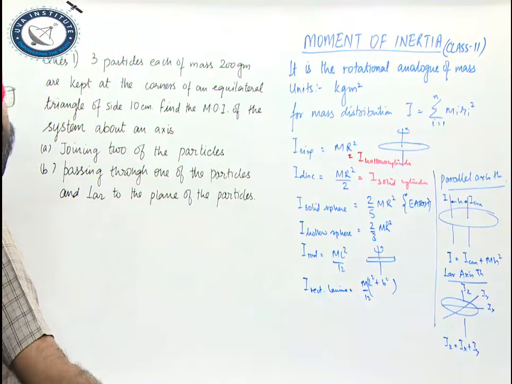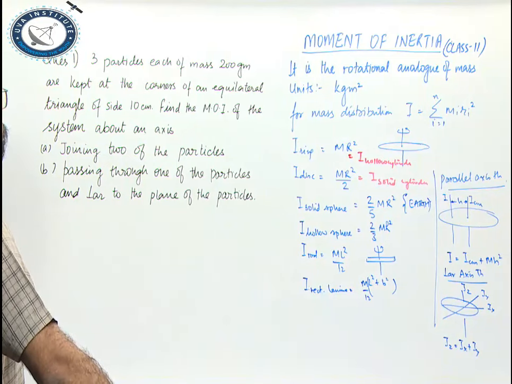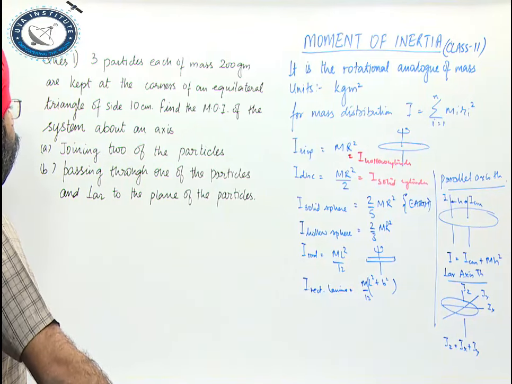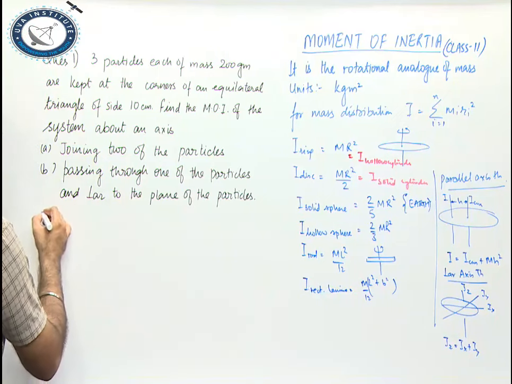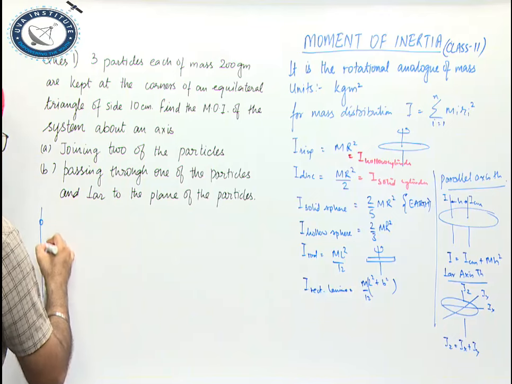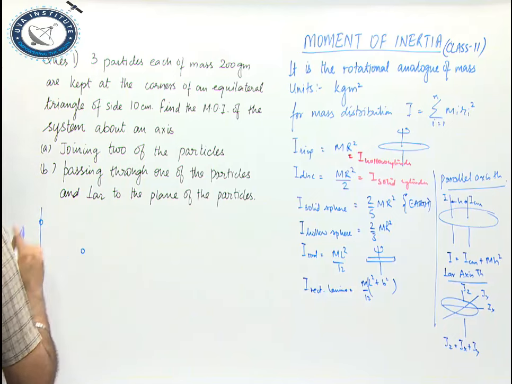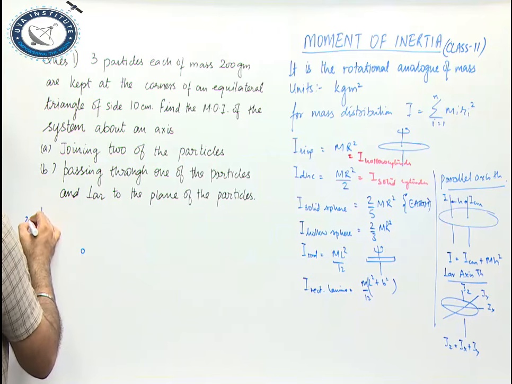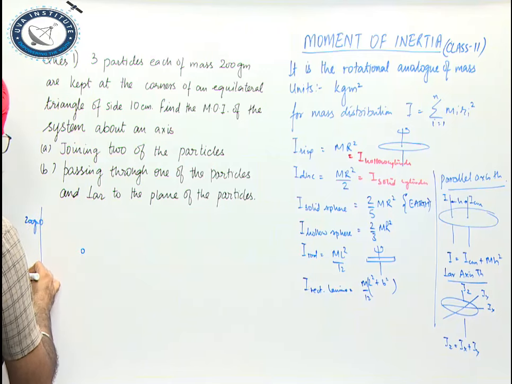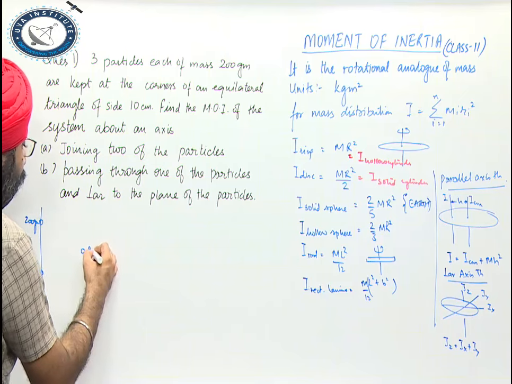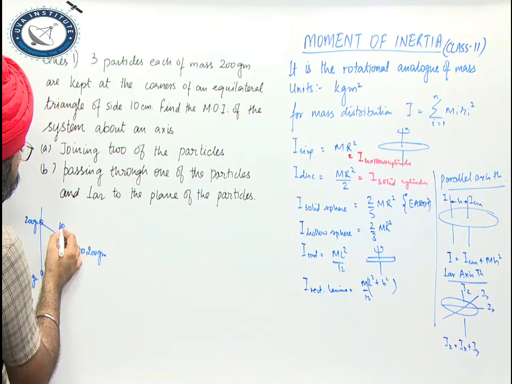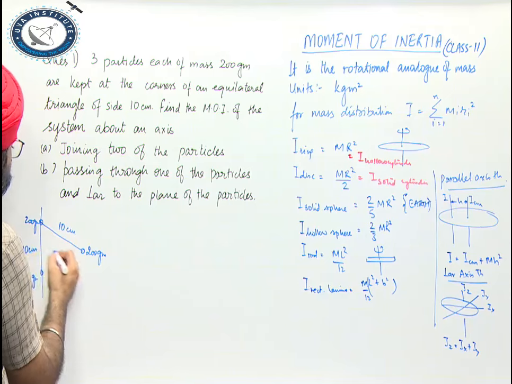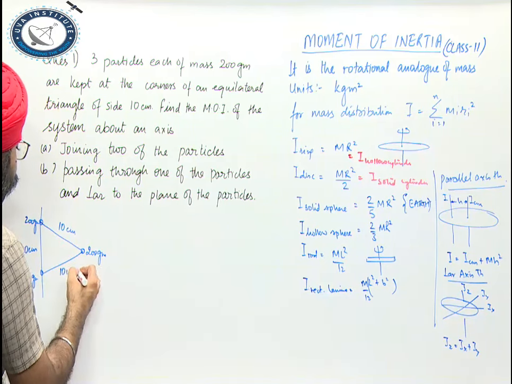Now let's move on to a problem. 3 particles each of mass 200 gram are kept at the corners of an equilateral triangle of side 10 centimeter. Find the moment of inertia about the axis joining 2 particles. Let us say this is my axis joining the 2 particles, my first particle, second particle, third particle. 3 particles we have, each of mass 200 gram, on an equilateral triangle of side 10 centimeter.